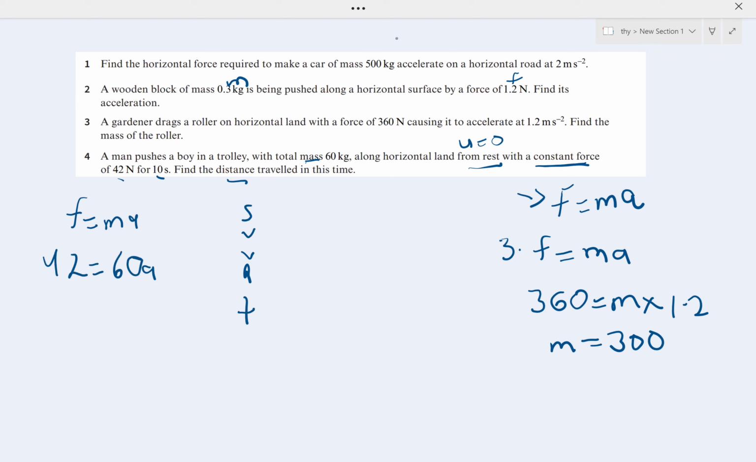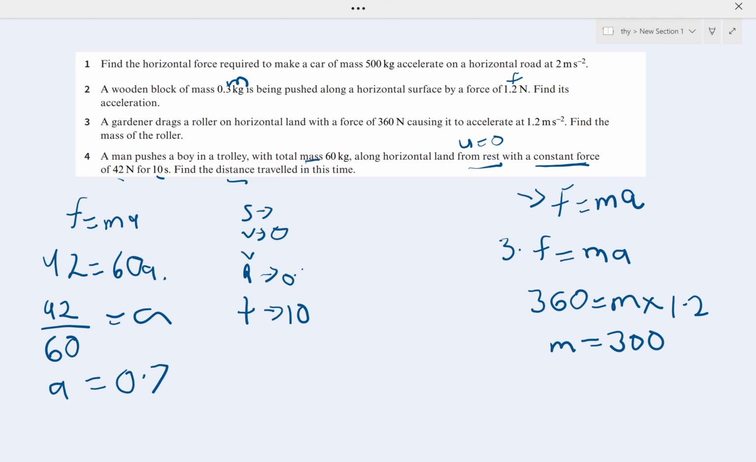Okay, so we can solve for the acceleration, and we are looking for distance. Do we know initial velocity? It's 0. Final velocity? Not really. Acceleration? Not really, but we can find it from this equation. Time is 10 seconds. Okay, so let's find the acceleration. 42 divided by 60 is equal to a. 42 divided by 60, that's 7 out of 10, or 0.7. So our acceleration is 0.7.